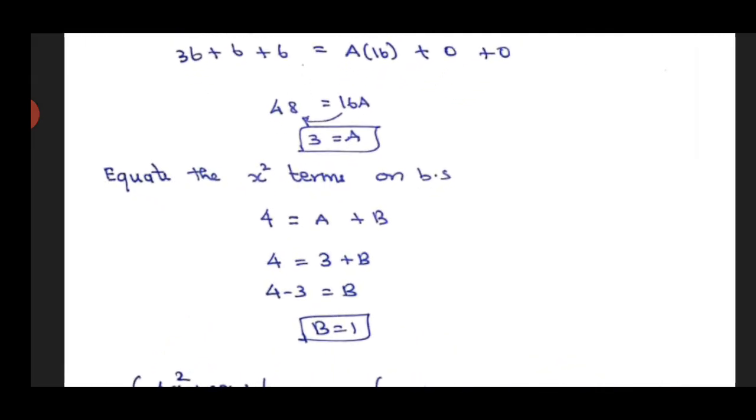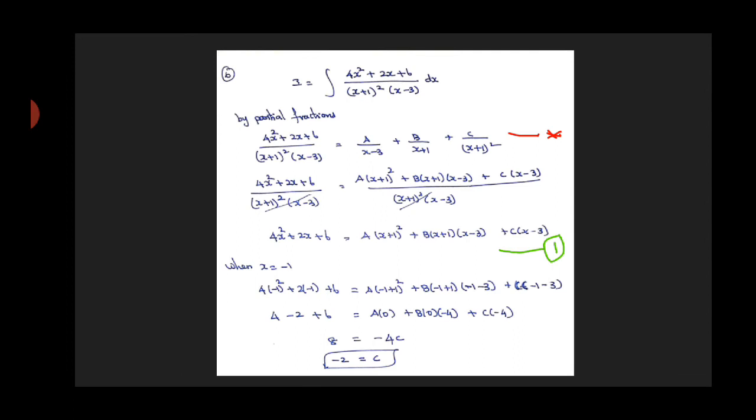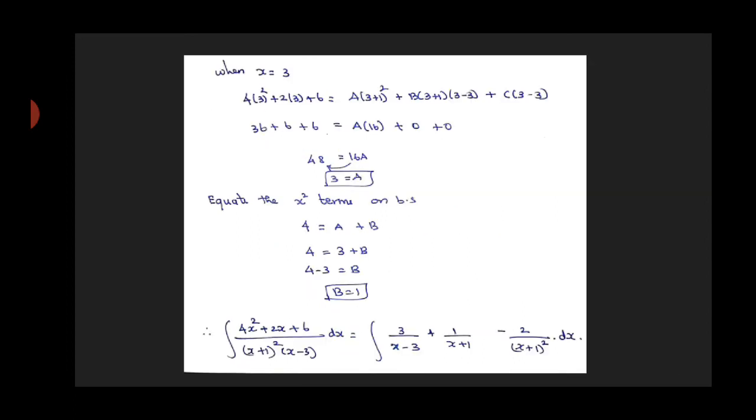So equate the coefficients alone. So a plus b. So 4 equal to a plus b. We know the value of a. A is 3. When you apply 3 and take it to the other side, we have 4 minus 3, 1. So b equal to 1. So after getting the a, b, c value, apply in the star marked equation here.